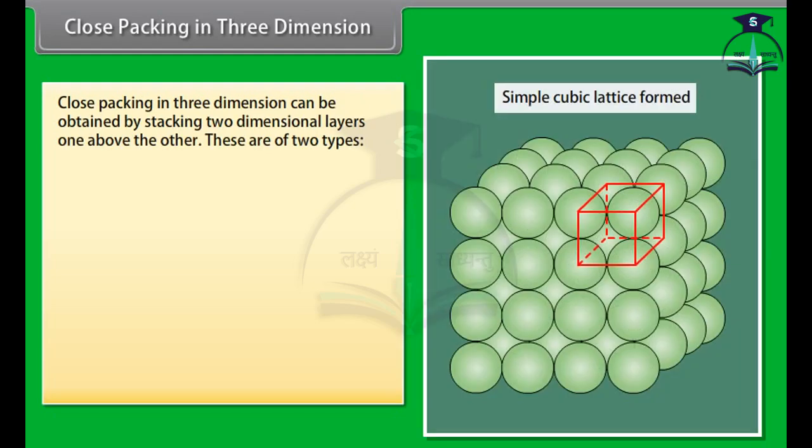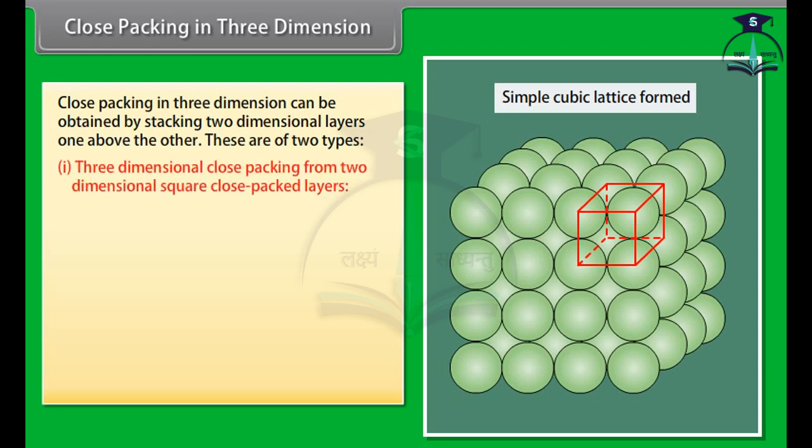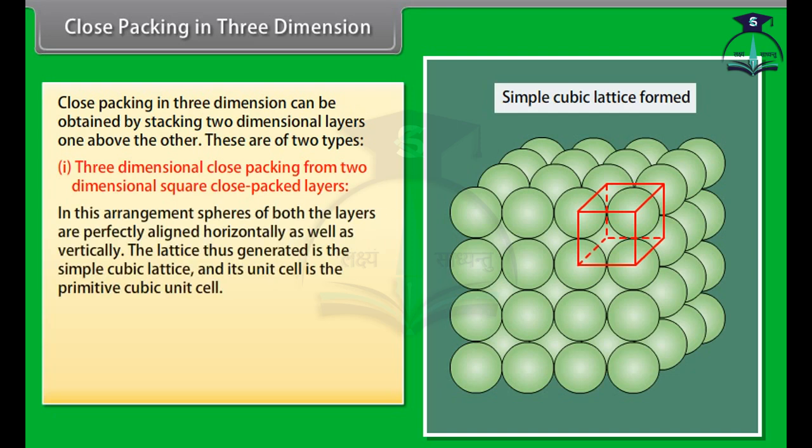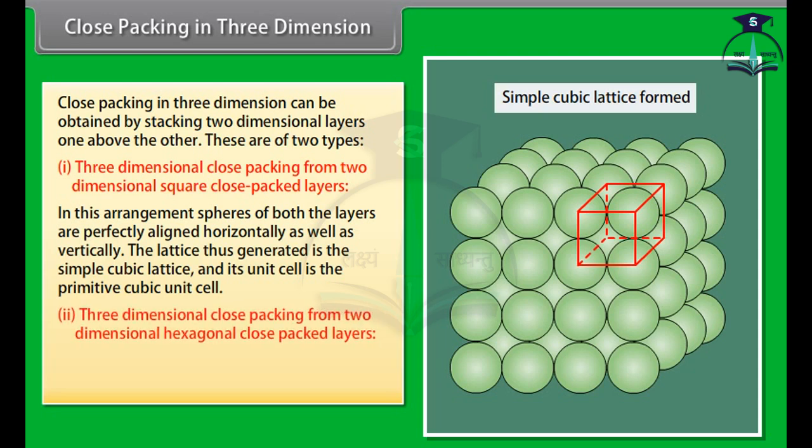Close packing in 3 dimensions can be obtained by stacking 2-dimensional layers one above the other. These are of two types: three-dimensional close packing from two-dimensional square close-packed layers. In this arrangement, the spheres of both the layers are perfectly aligned horizontally as well as vertically. The lattice thus generated is the simple cubic lattice, and its unit cell is the primitive cubic unit cell.